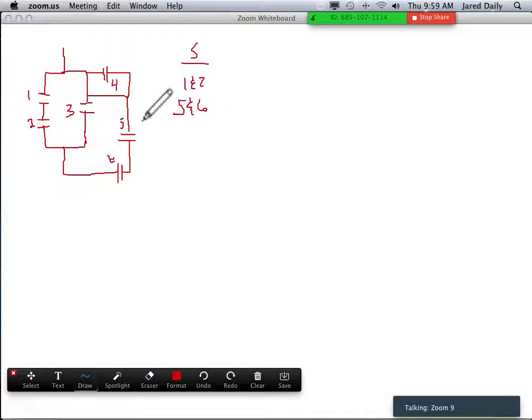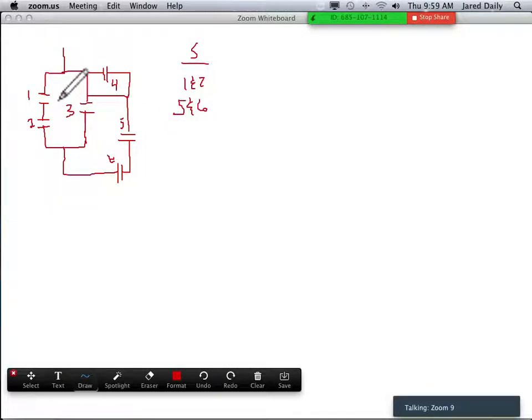Somebody might be tempted to say 3 and 4 are in series. You know, they're connected one after the other. But there's a branch in between. Not allowed, right? Or even 4 and 5 and 6 all in series. Tempting, but there's a branch in between. So it's not true.